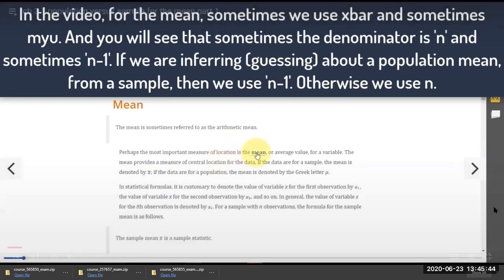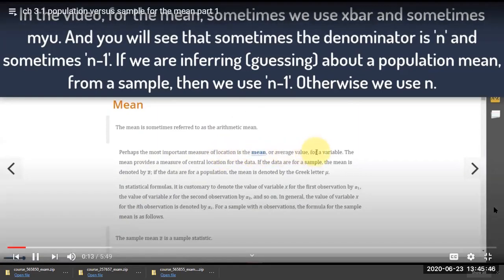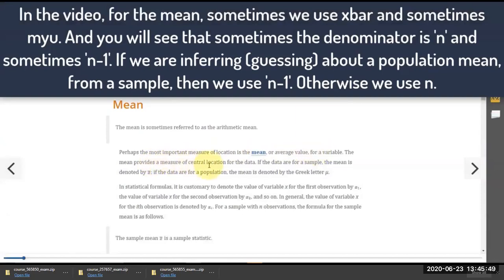Measure of location is the mean, or the average value for a variable. The mean provides a measure of the center, or what they call the central location. But the center for the data, right? The mean tells you kind of the center. Okay. If the data actually, I'm going to skip this. I think for a sample. Now we've talked about the difference between a sample and a population. I hope. I think we have. The mean is denoted by x bar. If the data are for a population, the mean is denoted by the Greek letter mu.